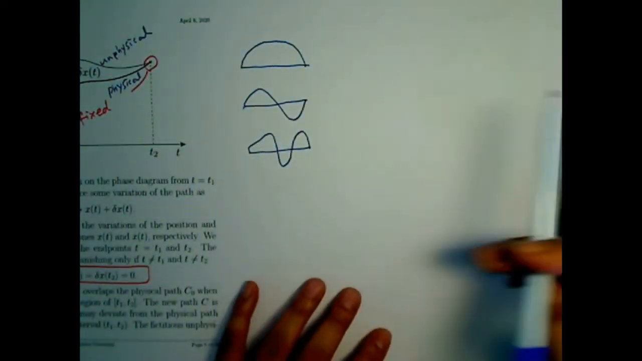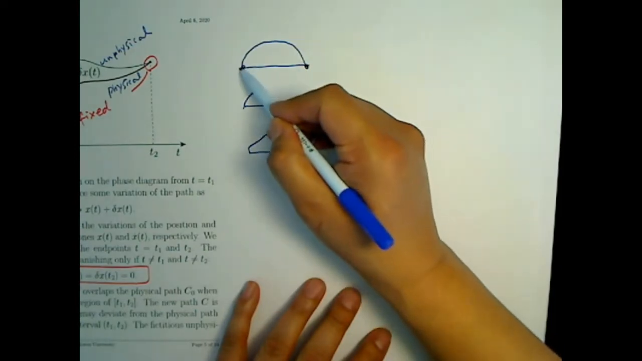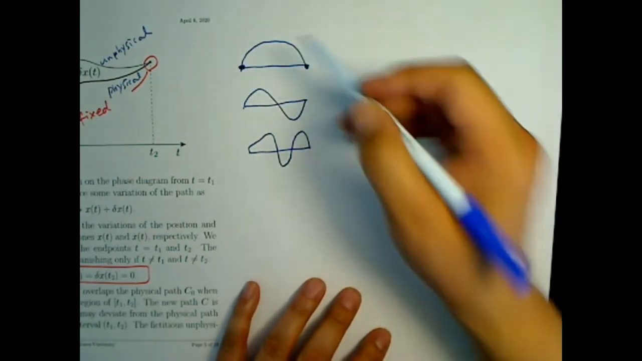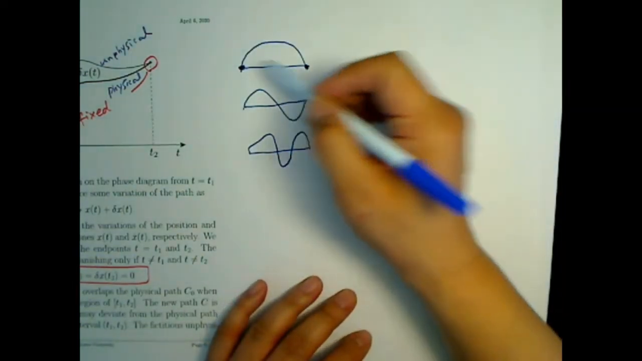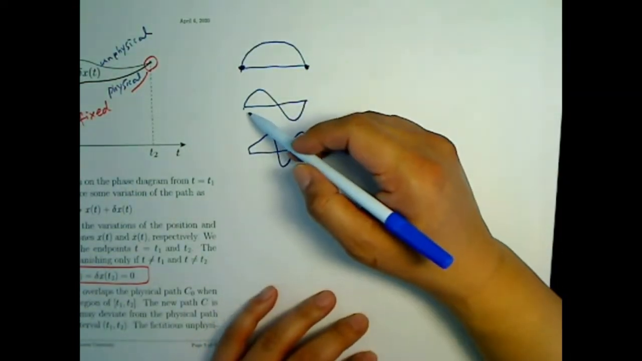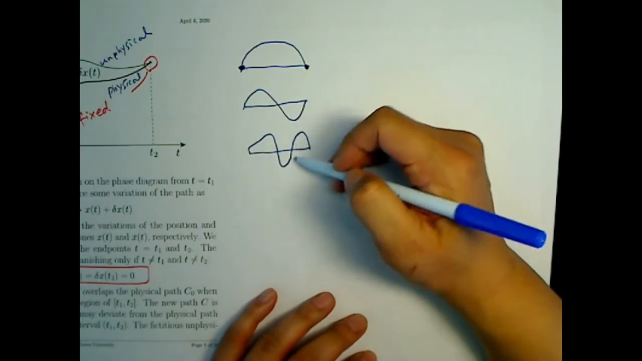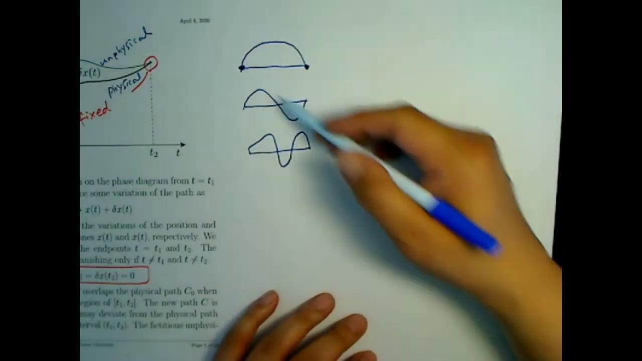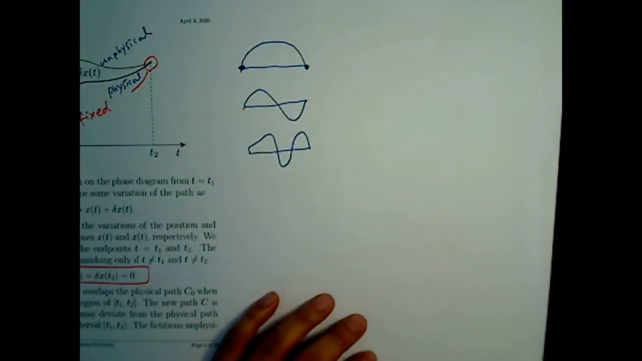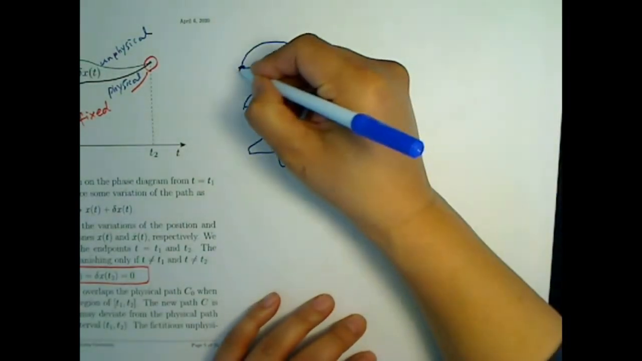As long as the endpoints of the unphysical path are fixed to the physical path values, we do not care what kind of shape the unphysical path has. So the variation can be made in various ways, except that the endpoints are fixed.